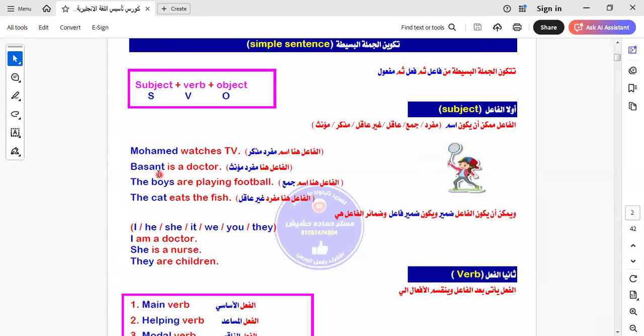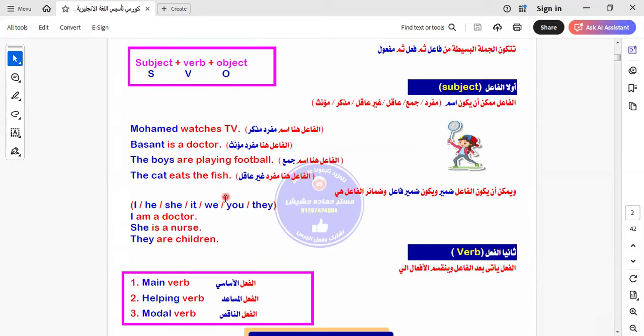Basant is a doctor. So here the verb to be refers to the singular noun. Boys are playing football. Now here the subject is plural. So I put verb to be are plus the verb ing form. This is called the present continuous tense, and we will explain it later in this course. The cat eats the fish. So here cat is singular, so I put s here.